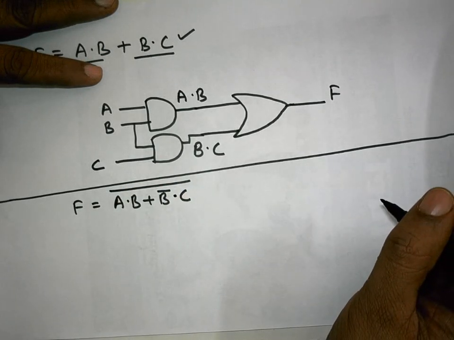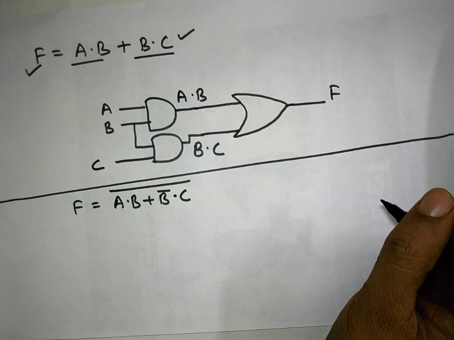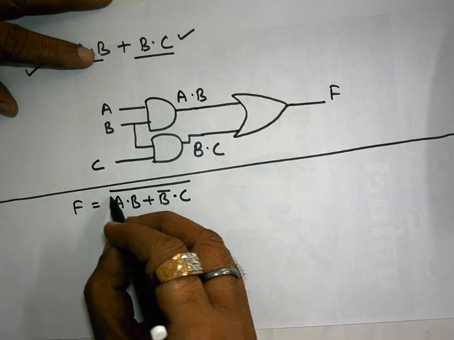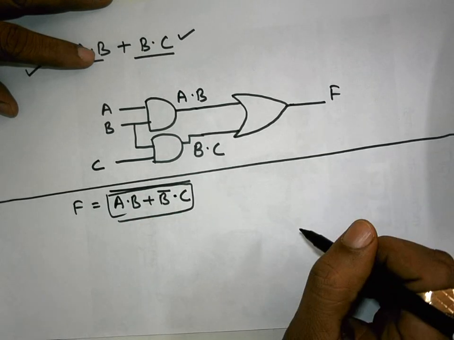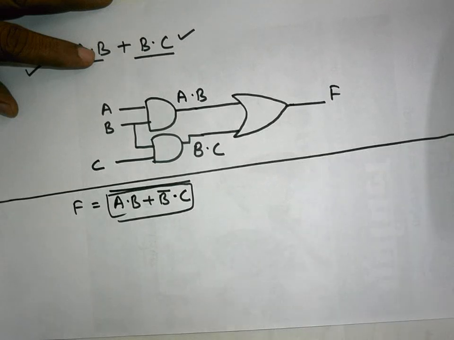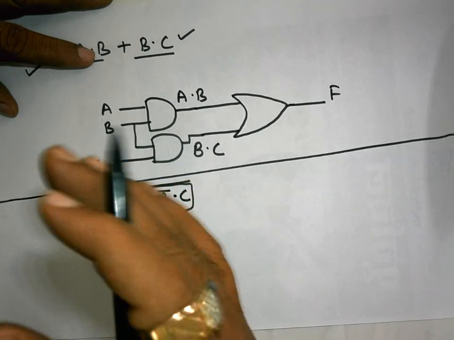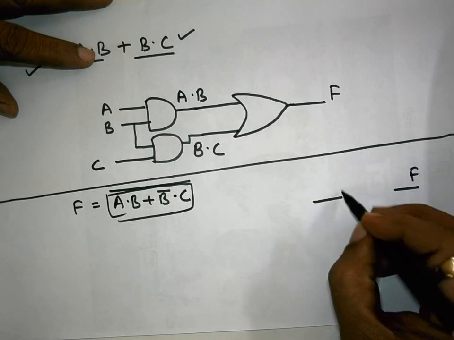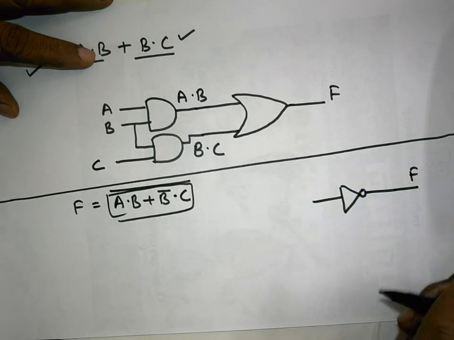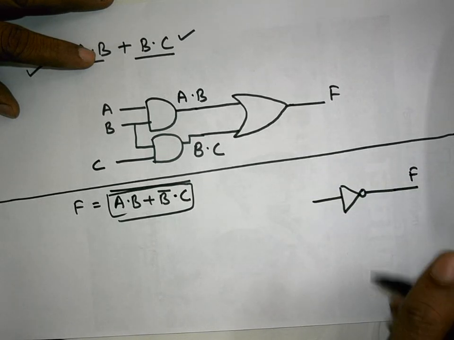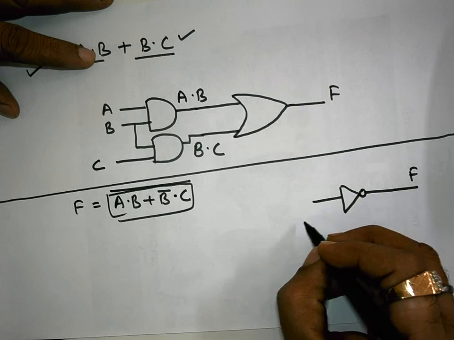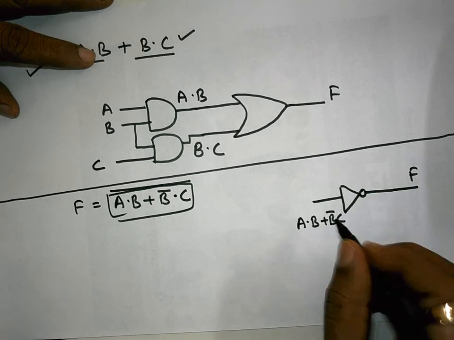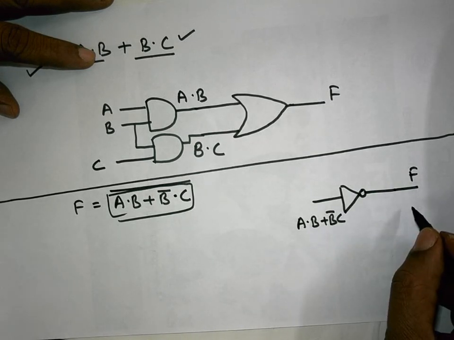If you look at this without going into any simplification, I am approaching direct realization. This expression is the inversion of something. I am looking at the problem from output to input, not from input to output. So this is inversion of something, which means we have to apply an inverter. At the input of this inverter, what are we getting? A dot B plus B bar C. At the output, we get the inverted, which is the ultimate expression.